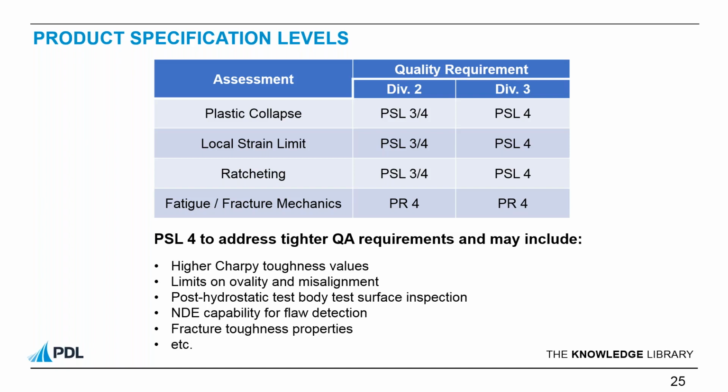So I mean, there will be significant cost involved in adhering to the higher product specification level 4 requirements, and this should be weighed up against the cost savings from the reduced design margins.